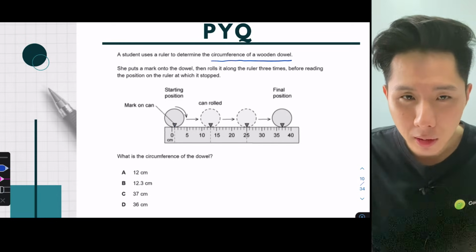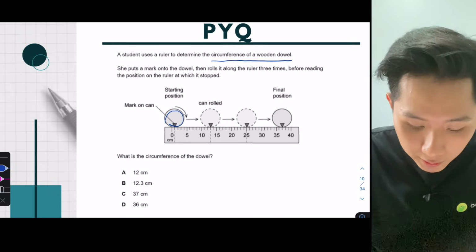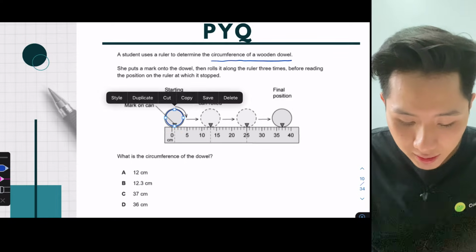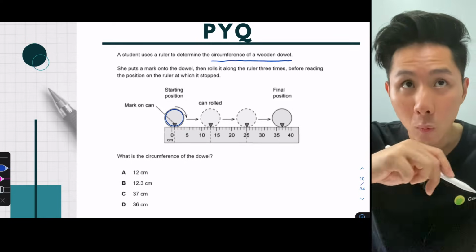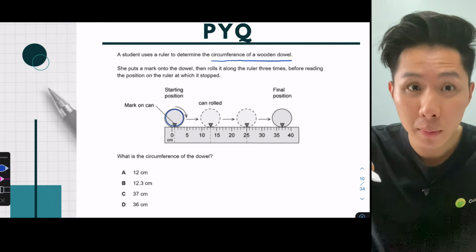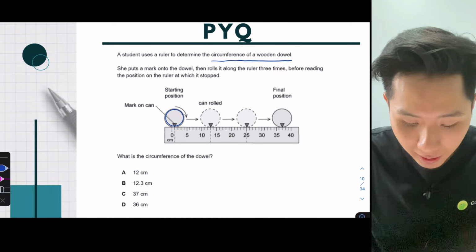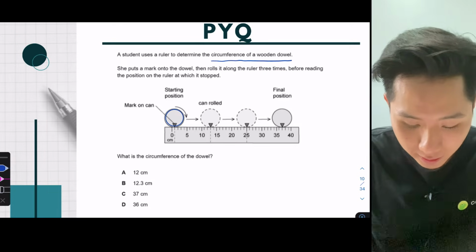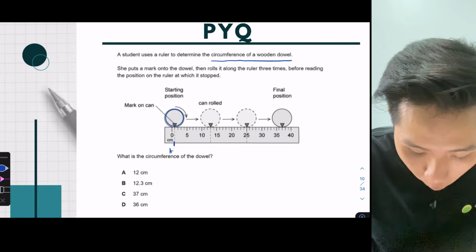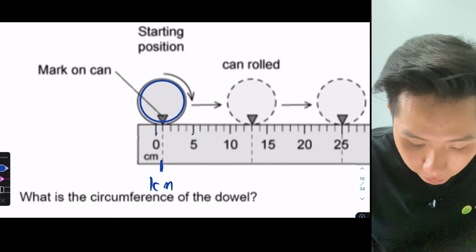To solve this problem, we need to understand the context. This roller here spins 3 times, and we know that after it spins 1 time, the distance should be the circumference. We should be able to get the circumference of the circle. So let's look at the starting point of the mark. This is the starting point, which is 1 cm. Do note that the scale here is from 0 to 5.